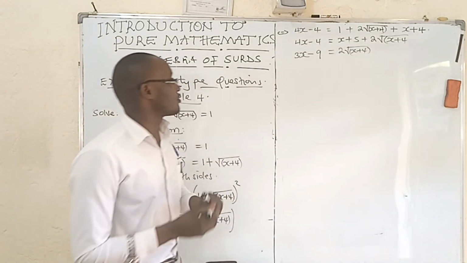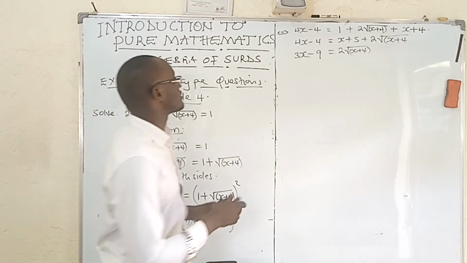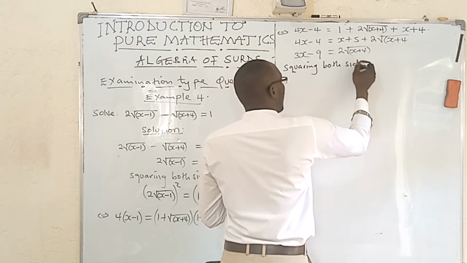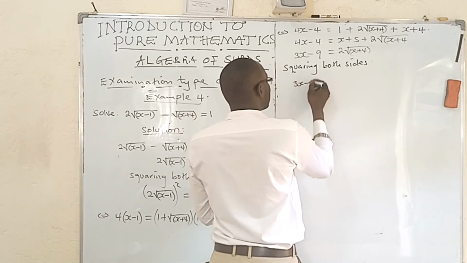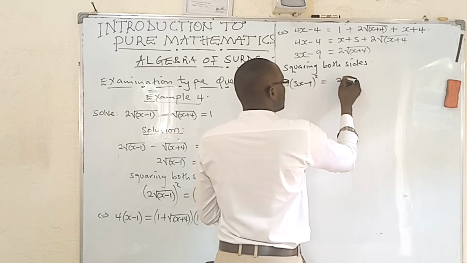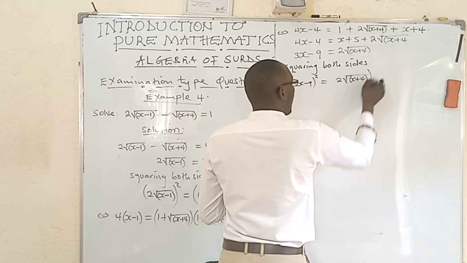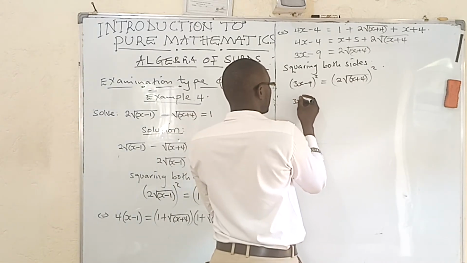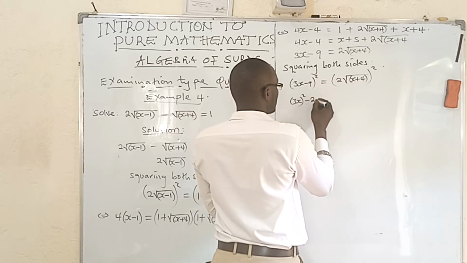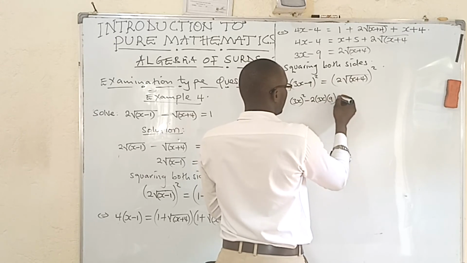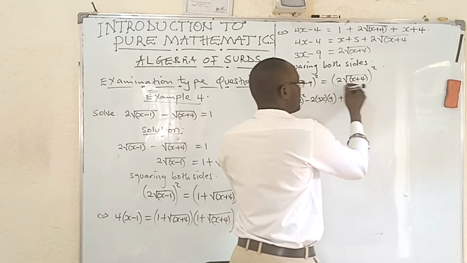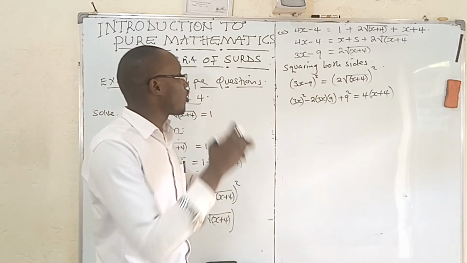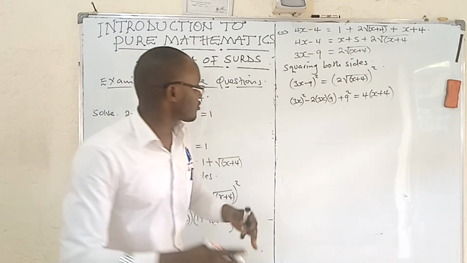Okay, so let us do the same thing. To remove a square root, we square both sides. So squaring both sides of the equation, what are we going to get? 3x minus 9 bracket squared is going to be 2 root of x plus 4 also squared. Then try to simplify. So this will now become 3x bracket squared, minus 2 into 3x into 9, then plus 9 squared is now going to be 4 into x plus 4. We have now got rid of our root sign. The root sign is no longer existing, meaning that the rest of the equation can be solved amicably.